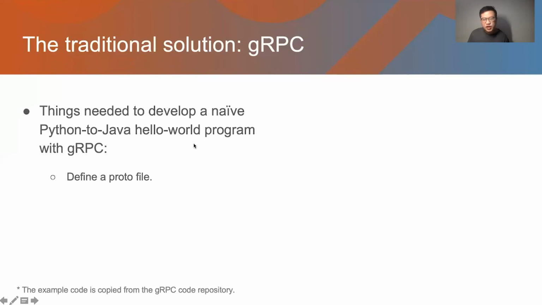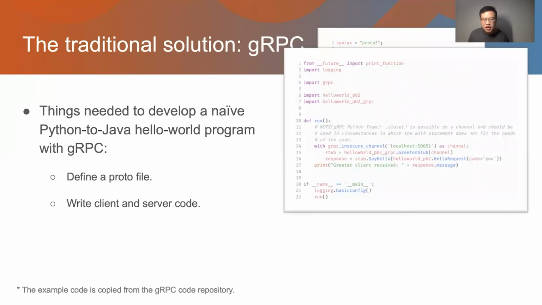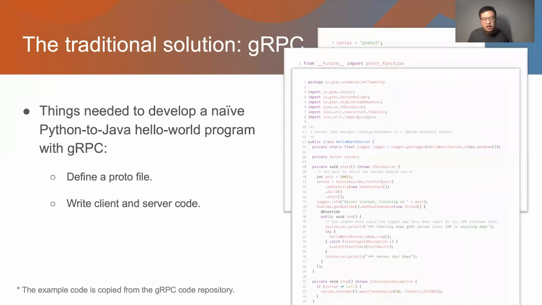First, we need to define a proto file. Here we have the definitions for the service and the request and reply messages. And then we need to implement the code for the Python client and the Java server. Due to the size of the slide, the Java example is not complete, but we can see from the example how much code is needed.